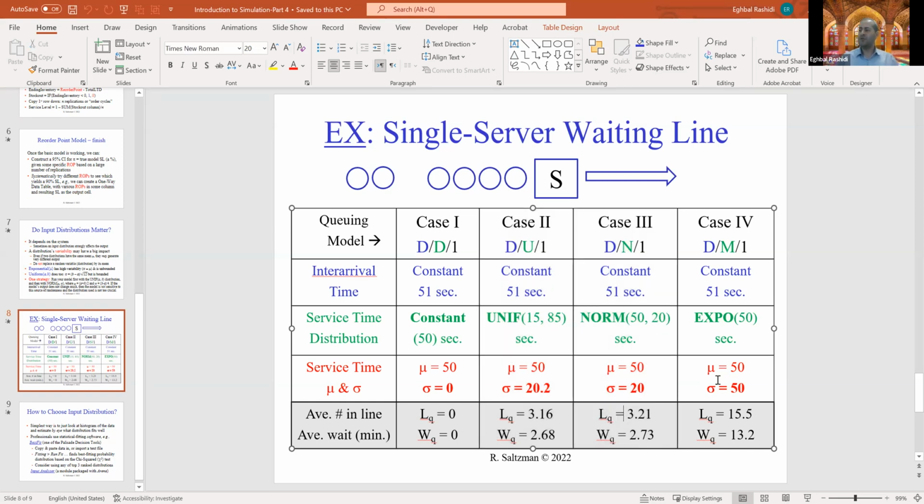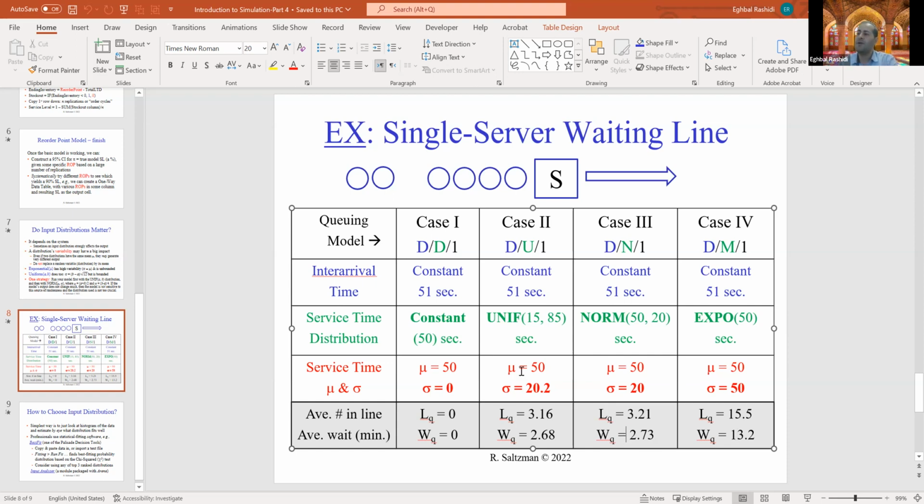The last case shows a different distribution, which is the exponential distribution with an average of 50. So the average is the same in all of these 4 cases, but the standard deviation, or the variability, varies here. The variability in this exponential distribution is very high, 50, more than twice the others. So for this system, we get totally different outputs. The average number of people waiting in line is 15.5, which is almost 5 times the other two distributions. The waiting time is also 5 to 6 times more than the other two distributions.